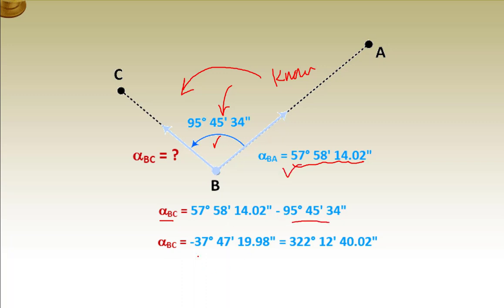As you can see, the result is negative. Anytime we calculate an azimuth and we find that it is negative, all we have to do is add 360 degrees because it cannot be negative. So adding 360 degrees plus the minus 37, it will give you 322, 1, 40.02 seconds. Now, what do we have? We have the azimuth of line BC. So this one is no more unknown, it is known.